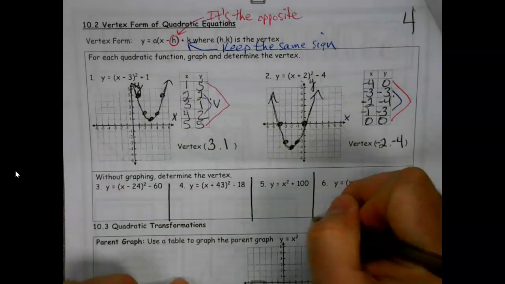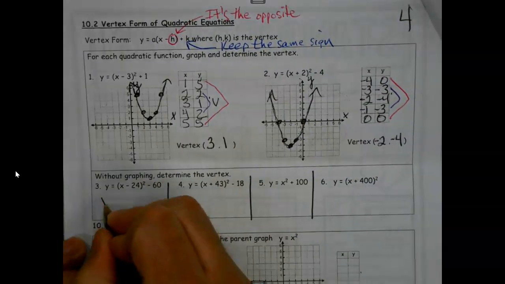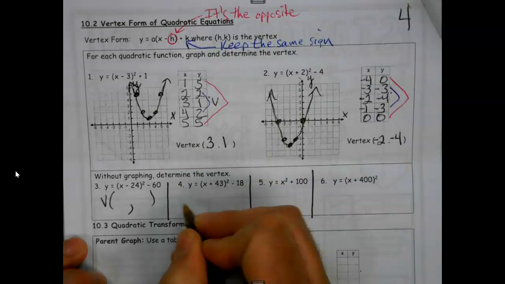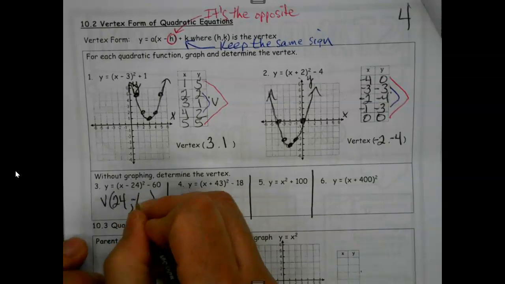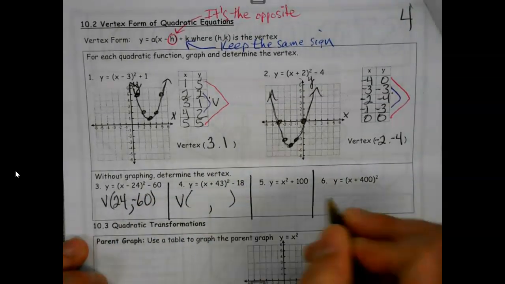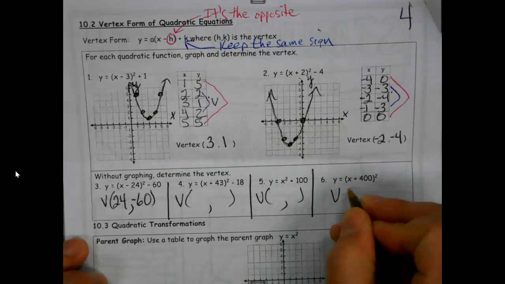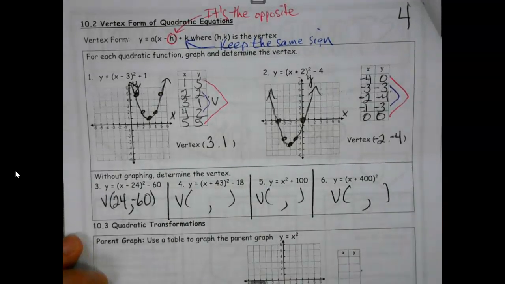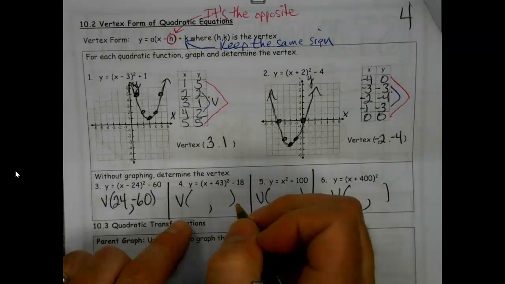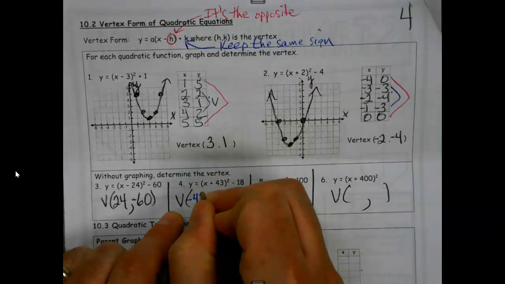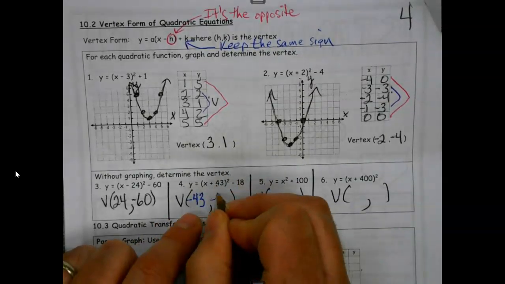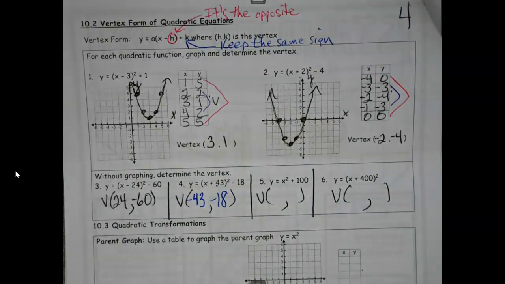So on number 3, what would my vertex be? Okay, 24, change the sign. -60, thank goodness we don't have to graph that. That'd be a mess. Okay, what about number 4? -43, change your sign. -18, keep it. Ooh, now come the twists. Anybody brave enough to give number 5 a go?